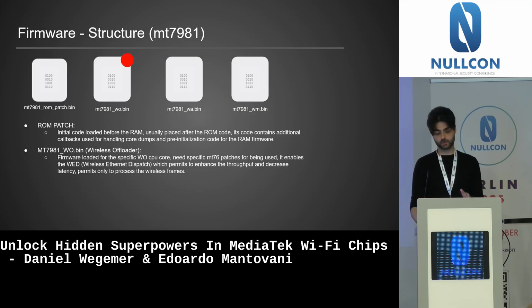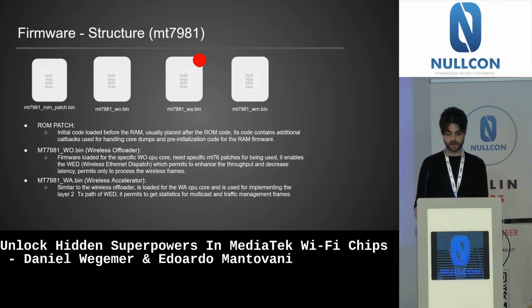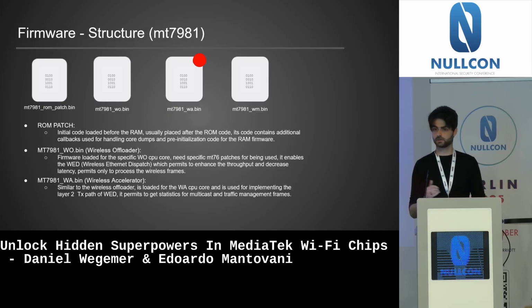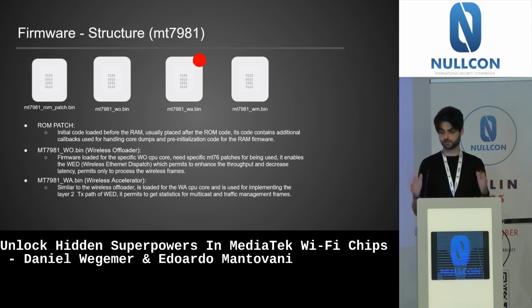And the WO firmware is mainly used for the processing of wireless frames, so the receive path, while on the other side the WA firmware, also called wireless accelerator, is used for the transmit path, and is used mainly for layer 2 of the WED. So essentially it handles only the transmit of the data over the air.